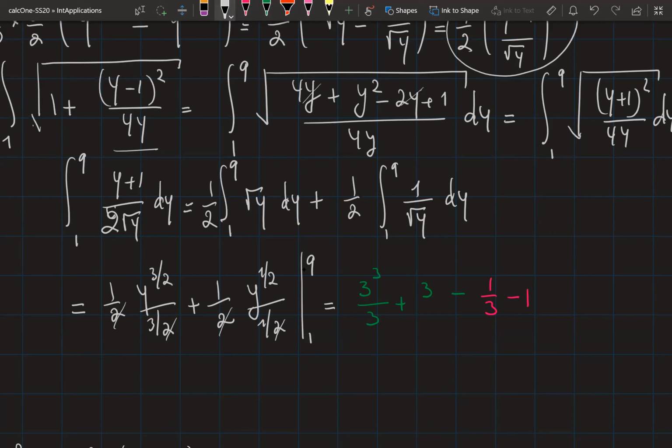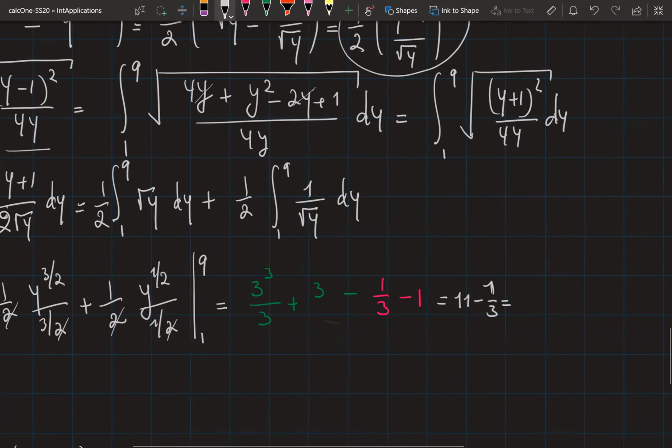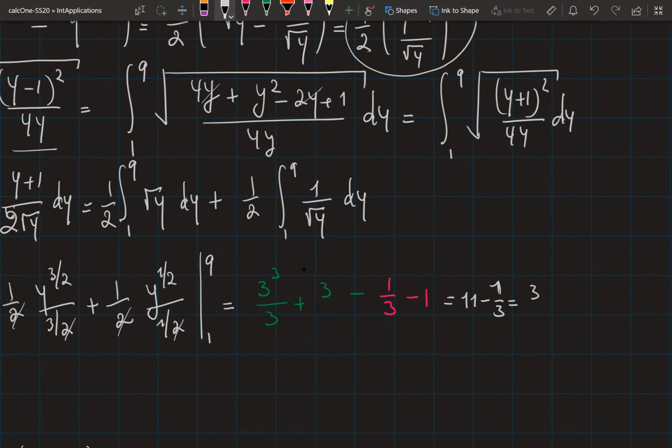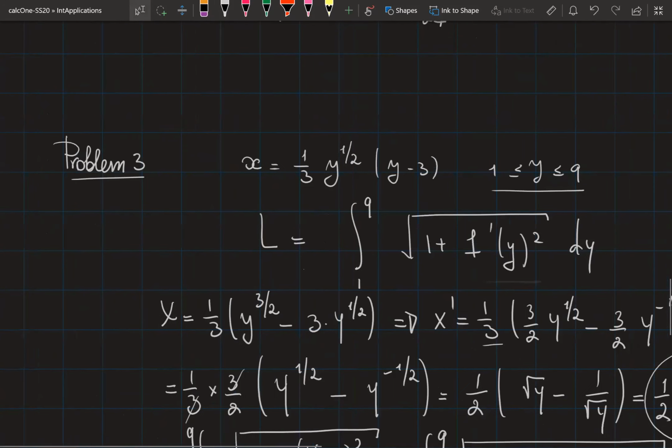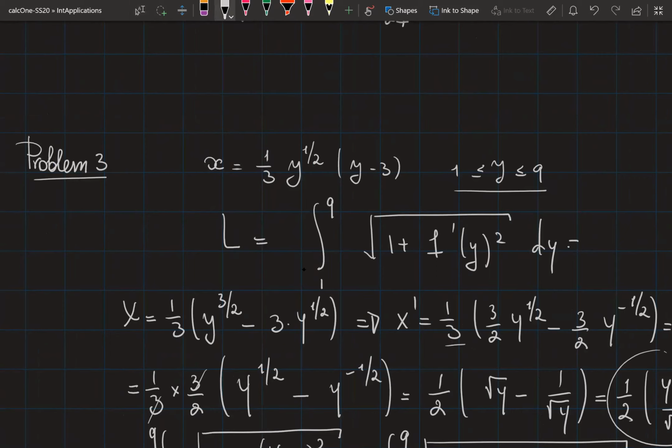So what we have here is 3 cubed, which is 27 over 3, which is 9, right? 9 plus 3 is 12, minus 1 is 11. So 11 minus 1 over 3. If you give the common denominator, it's going to be 33 minus 1 divided by 3, so the answer is going to be 32 over 3. So this is the length of this curve. Do you see, defining the length of curves is not so easy, right? So the length is going to be equal to 32 over 3.